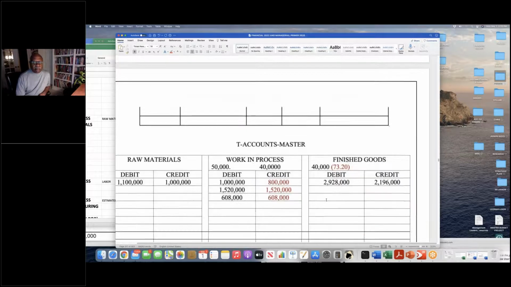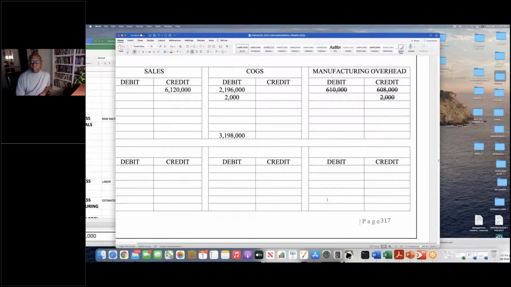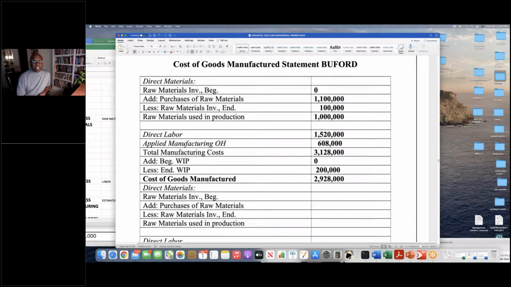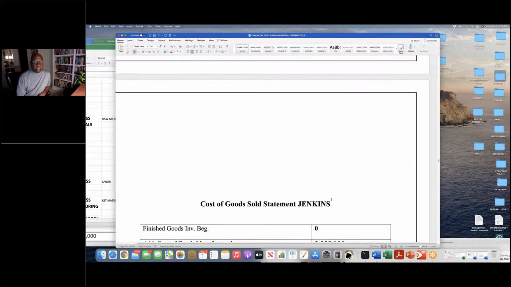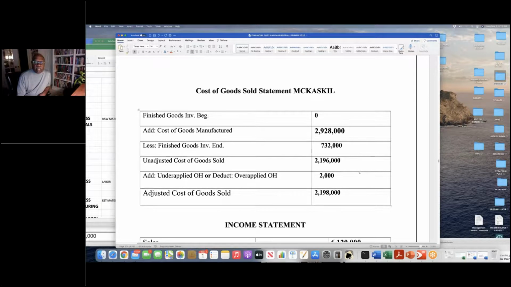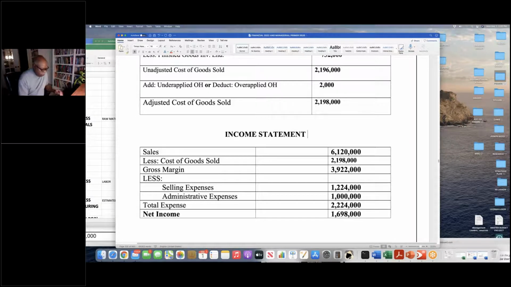No, you didn't give McCaskill anything. I didn't give you anything, McCaskill? No, sir. I left you out. Well, McCaskill, you take the cost of goods sold statement. Okay. Then Jenkins, you got the income statement now.